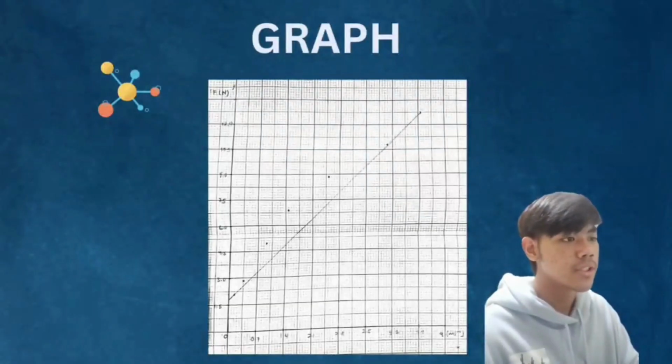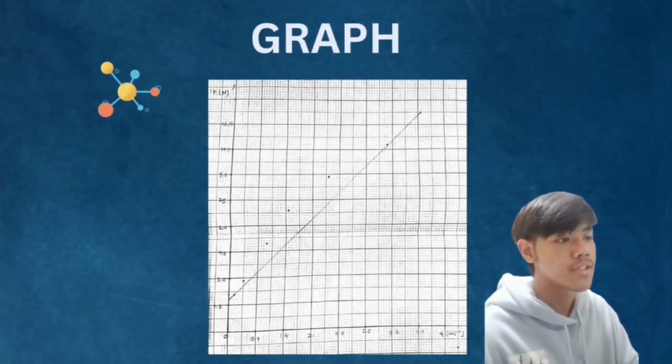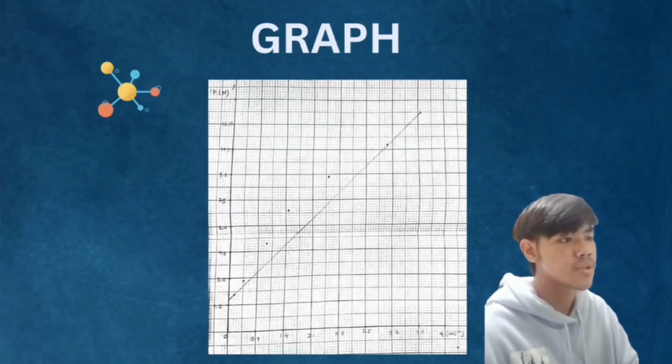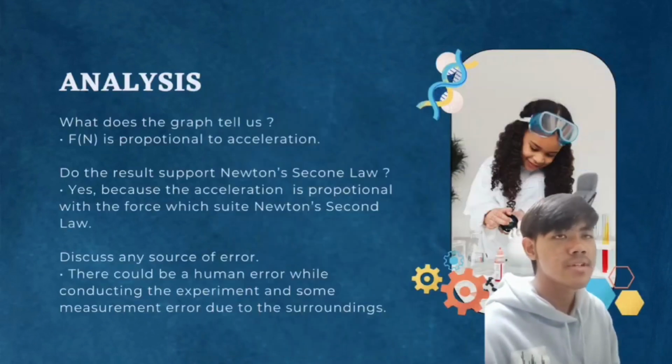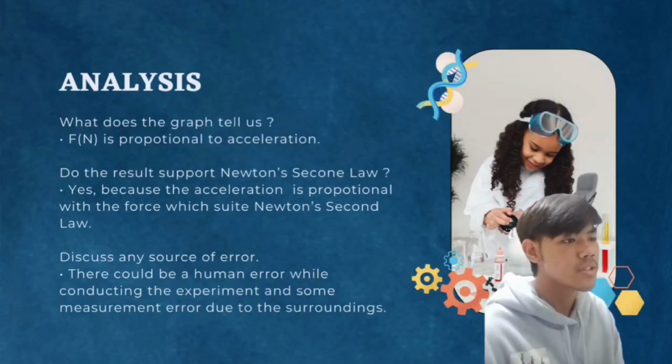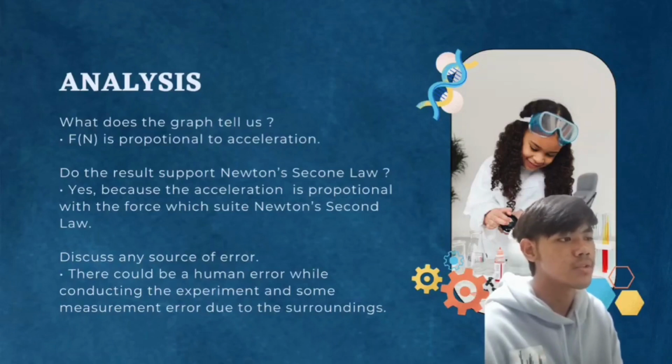Alright, so now for the analysis, what does the graph tell us? First, the force, in newtons, is proportional to acceleration. And do the results support Newton's second law? The answer is yes, because the acceleration is proportional to the force, which suits Newton's second law. And then we need to discuss any source of error. That could be human error while conducting the experiment and some measurement error due to the surroundings.